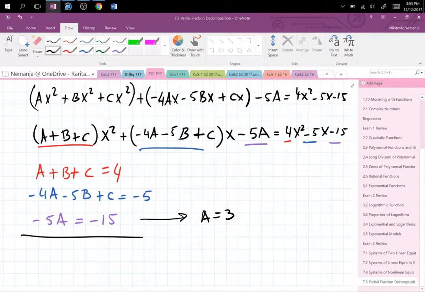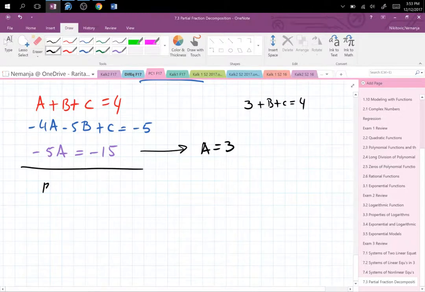If a is equal to 3, you can substitute a equals 3 in the other two equations and make it a 2 by 2 system. This is happening rarely, but when it does happen, it simplifies calculations a lot. So now over here I have 3 plus b plus c equals 4, which gives me my first simplified equation, b plus c equals 1, when you subtract 3 on both sides.